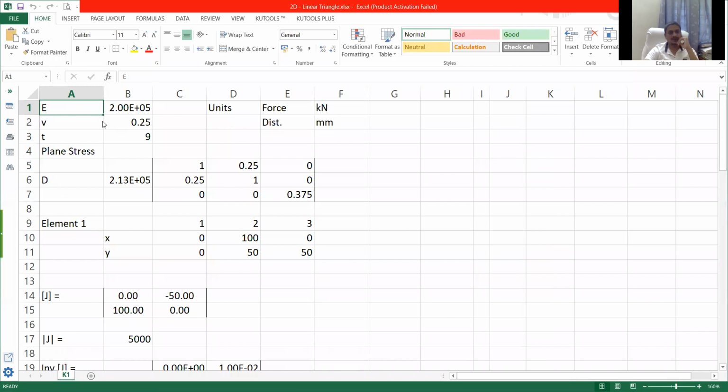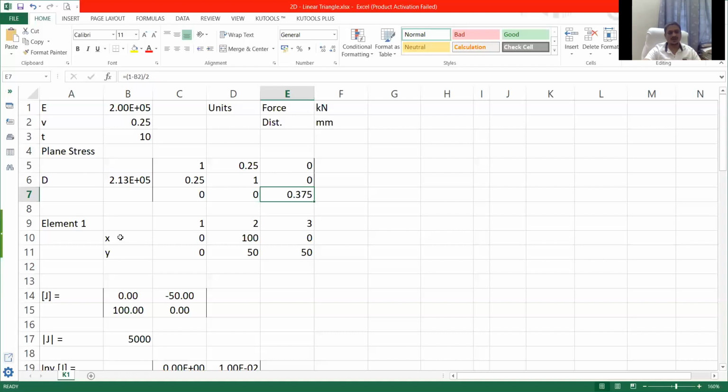We have, let us say, the modulus of elasticity as 2 into 10 to the power 5, the Poisson's ratio as 0.25, and let us say the thickness is 9 mm. Let us change it to 10 mm just for the sake of example. Whether it is plane stress, plane strain or axisymmetric case, your D matrix is going to change depending on that. In this particular case I have considered the plane stress case. We already know the value of the D matrix. In the D matrix this is 1 and this is mu, this is mu, this is 1, these are 0, and this is (1 minus mu) by 2, and there is one constant over here. So directly we can get the value of D.